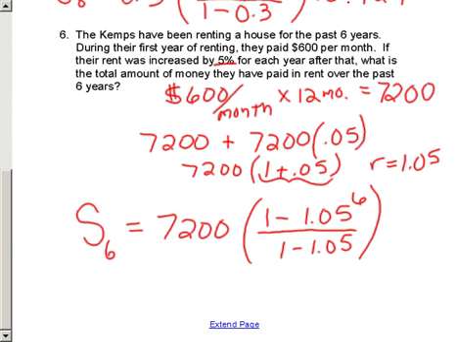I mean, because you could take 7,200 plus 7,200 times 1.05 to the second, and then the third, then the fourth, and the fifth, and sixth, get the answer 6 times, and then add them all up. That's a lot of work. So do this on your calculator. I got 48,973.87.